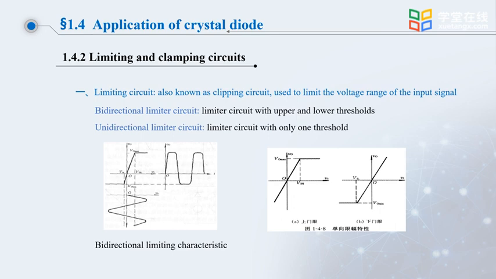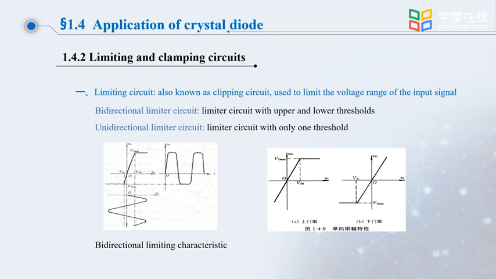First, look at the two-way limiting characteristic. In the graph on the left, the abscissa is Vi and the ordinate is Vo. Vi is the input signal of the limiter circuit, and Vo is the output signal. Vi has two thresholds. One is VIL, called the lower threshold, and the other is VIH, called the upper threshold.